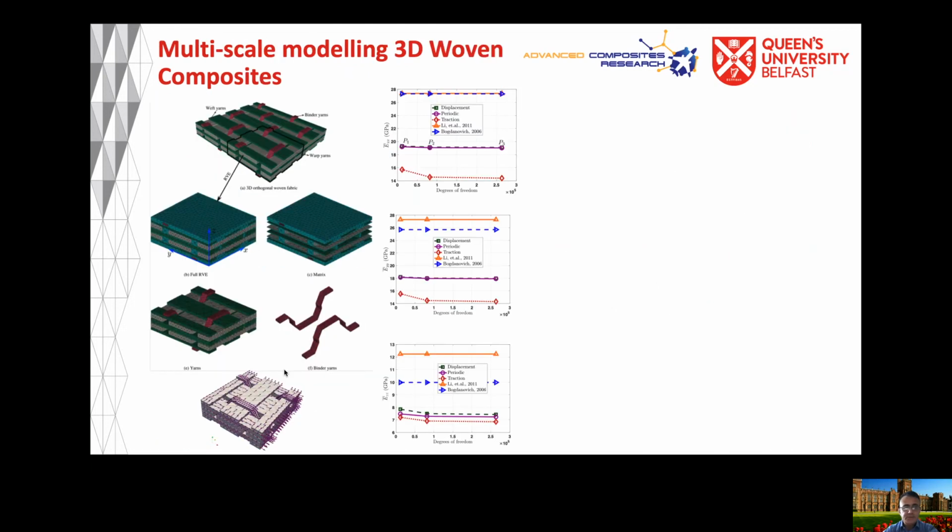So currently, I'm also working on the multi-scale modeling of 3D woven composites. So normally we're using laminated composites or unidirectional composites. But the main issue with the laminated composites is their mechanical properties are not very good in the thickness direction or in the Z direction.